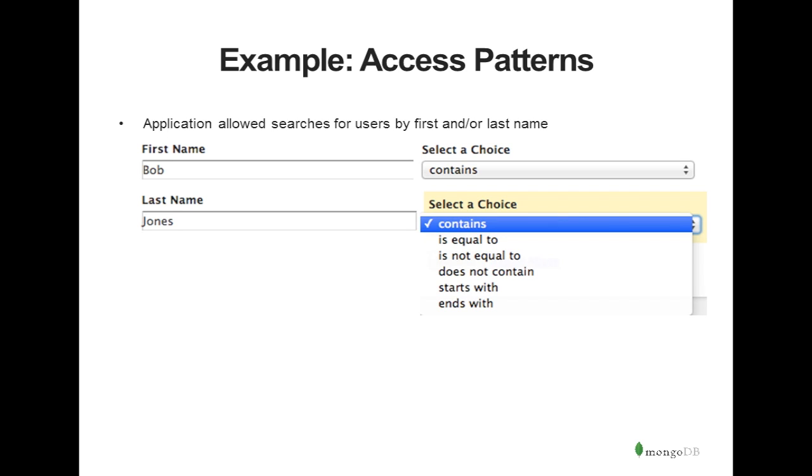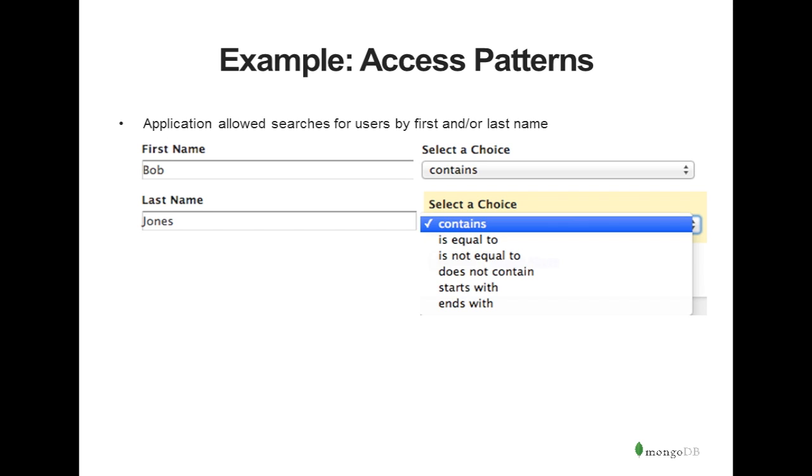So let's talk about an access pattern. This is an example customer whose application behaved in the following way. You could run a query for first and last name. So you want to find all the users of the system, find Bob Jones. There's a pull down there that allows you to specify exactly what kind of query you want to do. Do I want to find exactly equal to Bob Jones? Maybe it contains it, does not contain it, starts with, ends with. So you had a lot of options to choose from in this particular example.